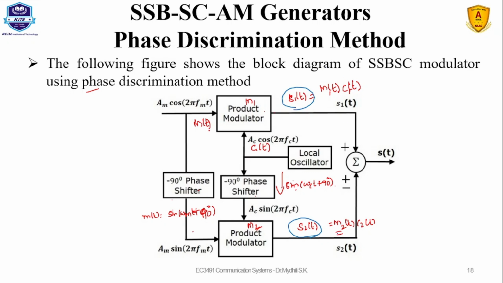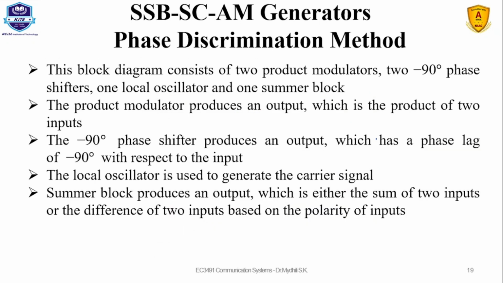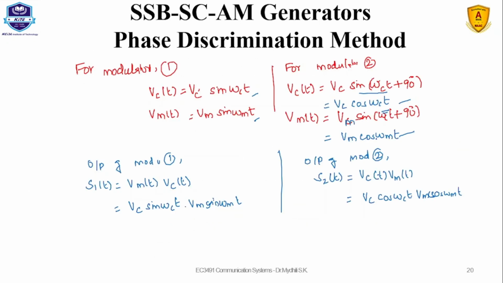Now, where is this signal fed? To the adder. So this is given to the adder, and you just have to add the signals. S1 of t and S2 of t are summed together to produce the output. So at the final stage, to get the output of SSB-SC AM, we just add these two signals, this signal and this signal.